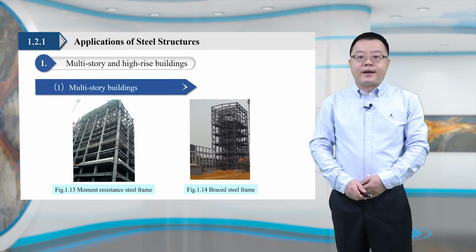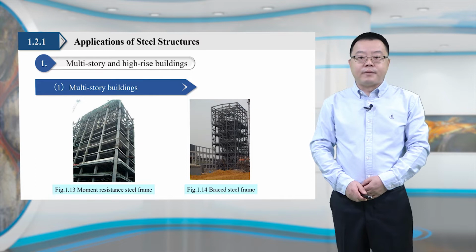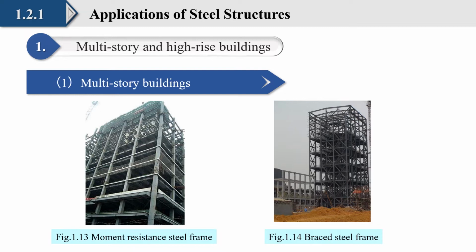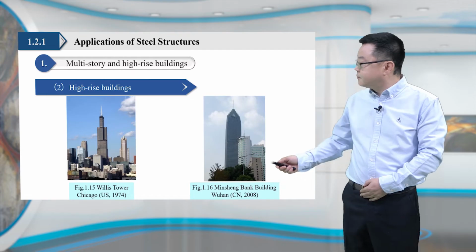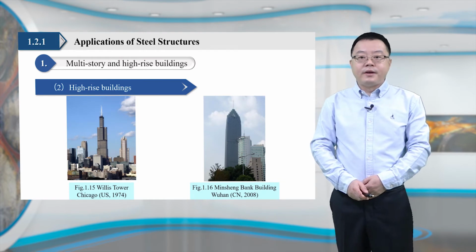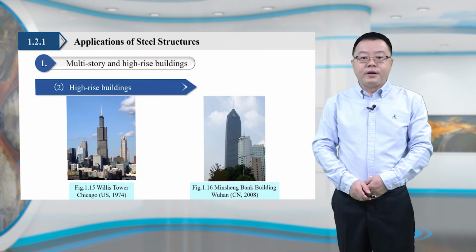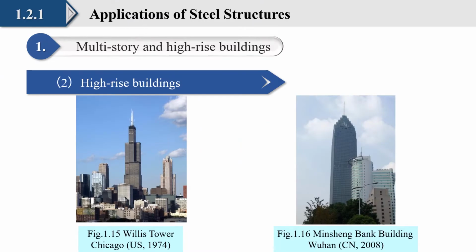The first widely used field of steel structures is multi-story and high-rise buildings. For multi-story buildings, moment-resistant steel frames and braced steel frames are the most characteristic. At present, in the field of high-rise buildings, the proportion of high-rise buildings with a pure steel structure is tiny, about 8%, but the composite of steel and concrete is used widely.